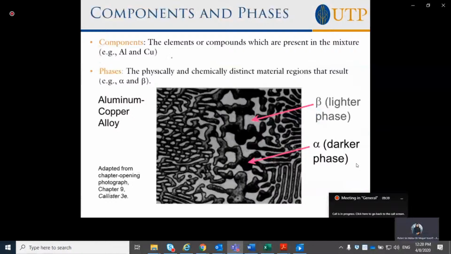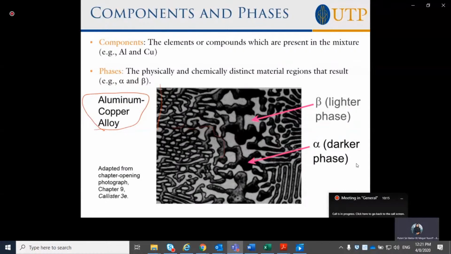Okay. Now look at this aluminum copper alloy. This is actually scanning electron microscopy, looking at the microstructure. So this is a very small scale. So what you see is two kinds of regions. One is the lighter region as the background, and you have this network going through the system. And this is aluminum copper.